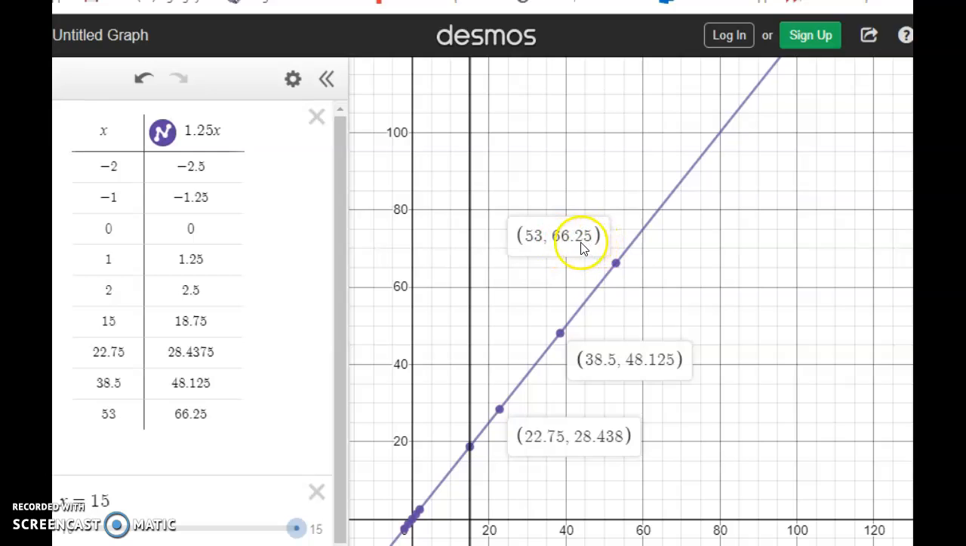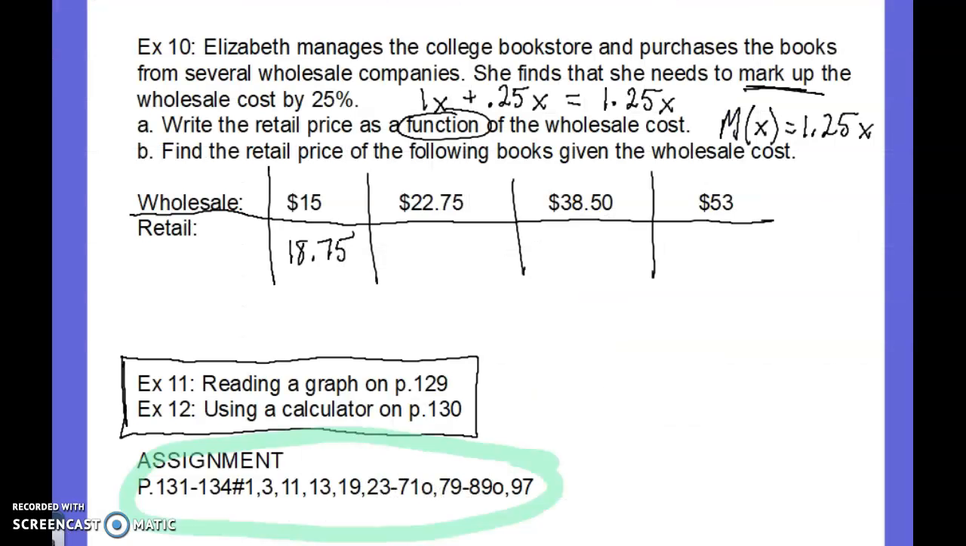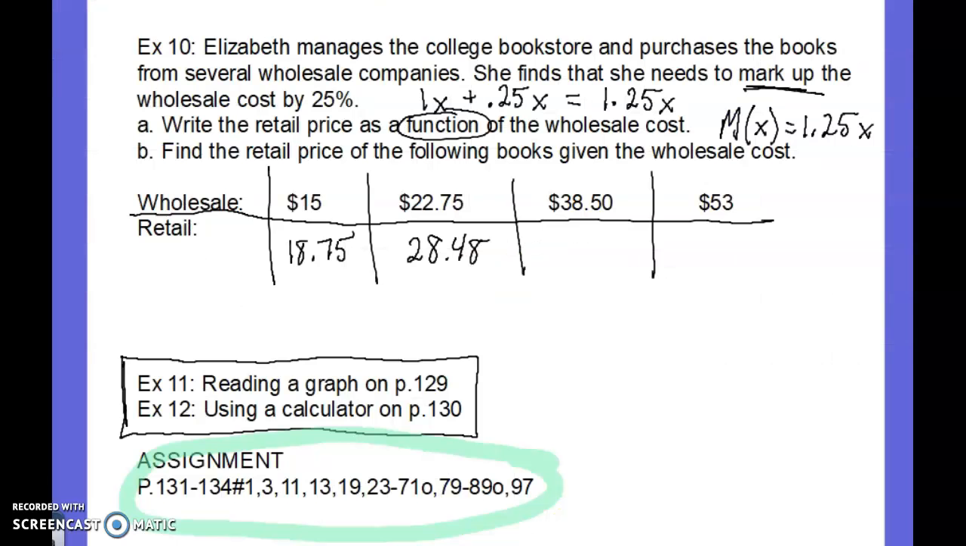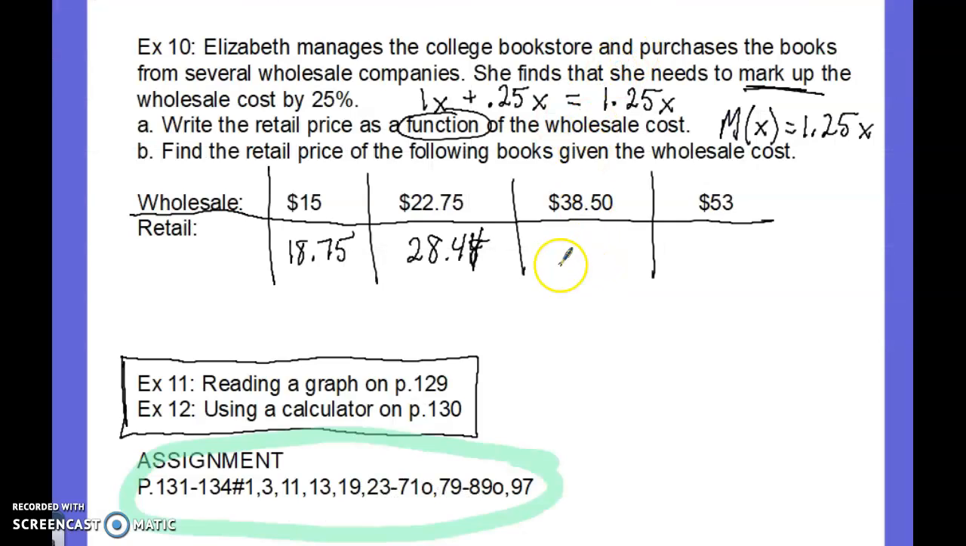So $66.25, $48.13, $28.44. Or if you're suggesting to somebody that's trying to mark up prices, maybe always round up to make an extra cent. Oops, I was supposed to say 44. Sorry about that. 48.13.